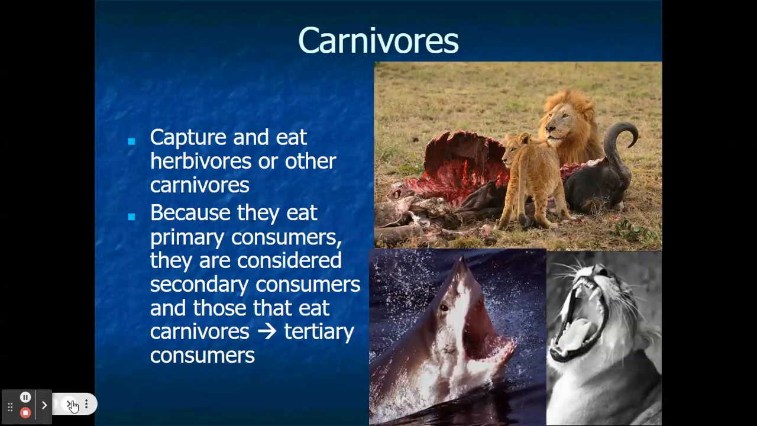So if we look right here on these images, we have the lions that are eating the buffalo that they captured. So the buffalo was the primary consumer, the herbivore. The lions are the carnivores that eat the buffalo, so they are the secondary consumer. If for some unknown reason the lions decide to go swim in the ocean, and the shark, the great white shark pictured there, decides to eat the lion, the shark would then be a tertiary consumer, or the third level consumer. So yeah, that is how carnivores work.